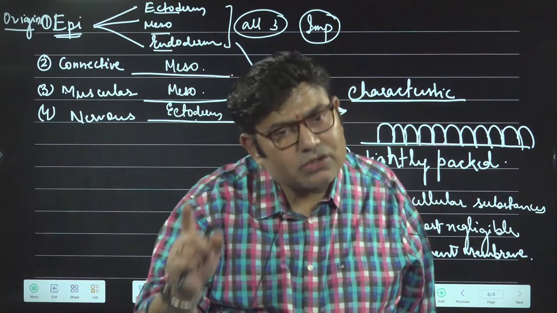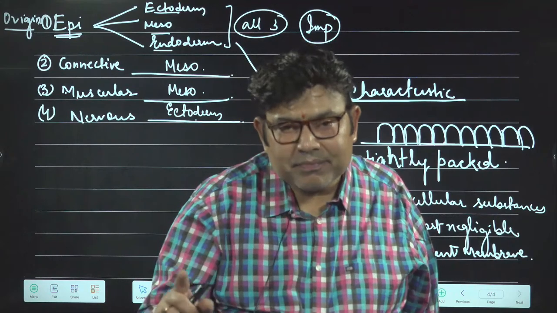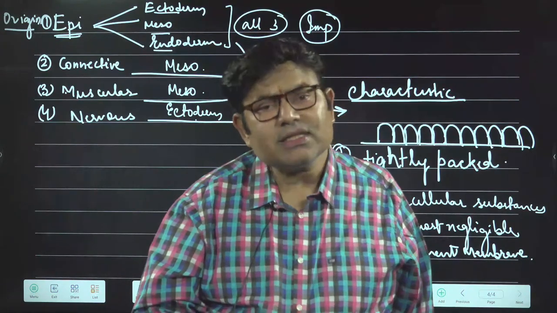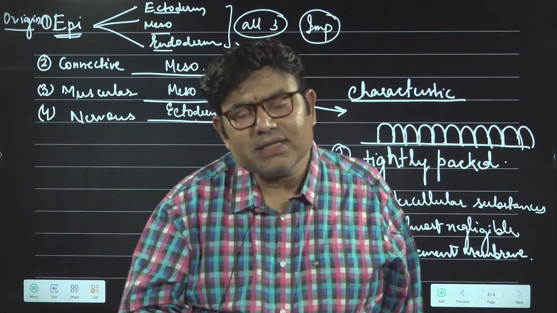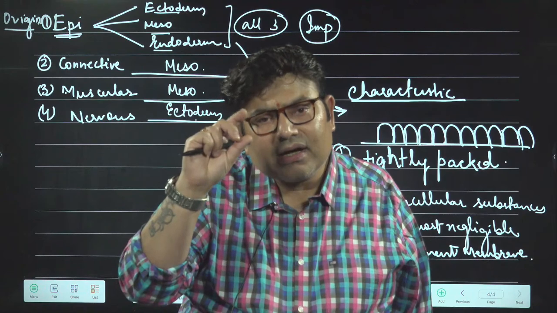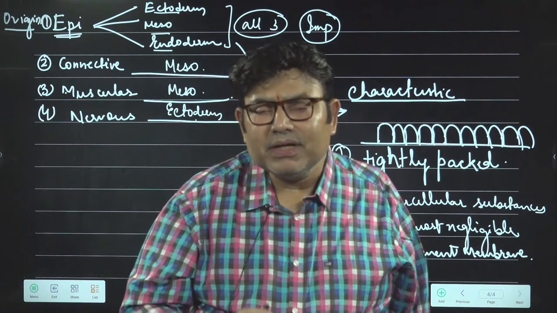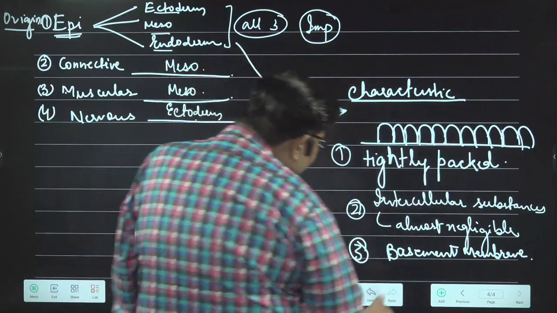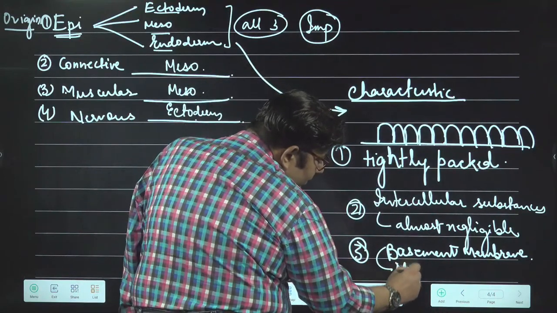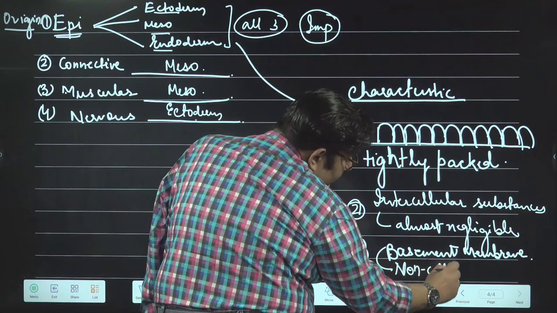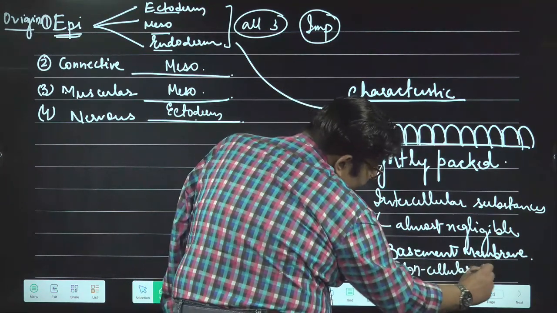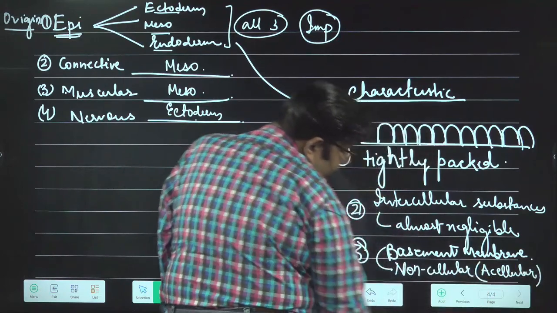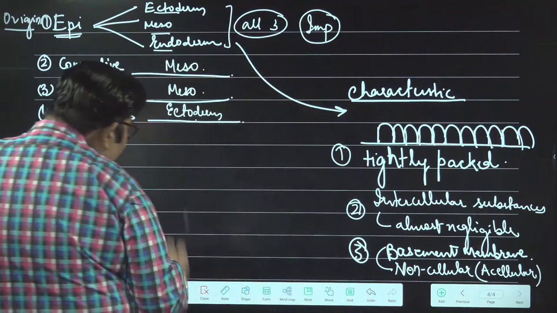Beta, this is not made up of any cell. It is made up of proteins and mucopolysaccharide. Mucopolysaccharides are modified polysaccharides. They provide the gum-like sticky material. It is made up of protein fibers. It is non-cellular. Basement membrane is non-cellular, or acellular membrane. Okay, so that is a basement membrane.